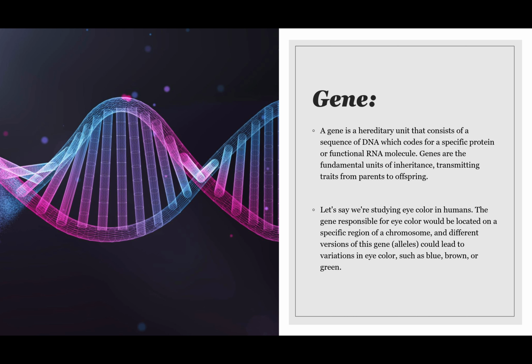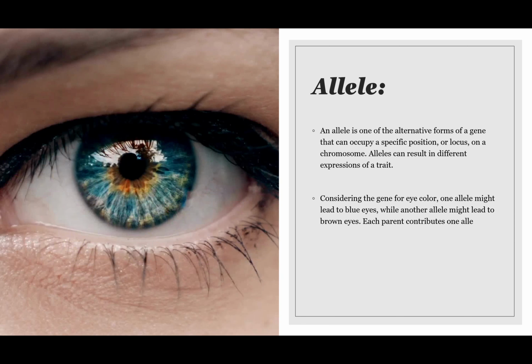There are different variations of the genes that we call alleles, and that's what we're going to be looking at here. An allele is one of the alternative forms of a gene that can occupy a specific location or position, or locus, on the different chromosomes, right? So alleles can result in different expressions of a trait. Let's say that we have the gene for eye color, but one allele might give us blue eyes, one allele might give us brown eyes, one allele may give us chestnut eyes, right? Different types of alleles in combinations in more complex situations may give us the situation of the chimeric eye. We have different types of alleles that look at different things.